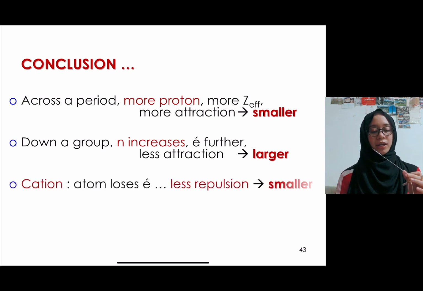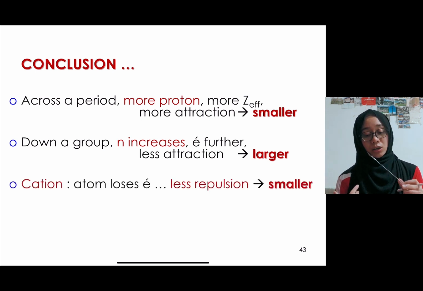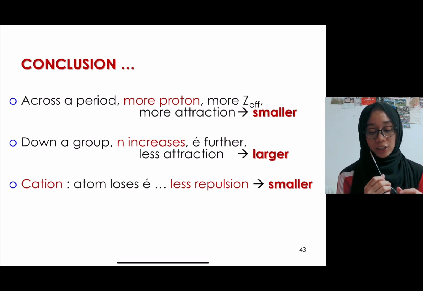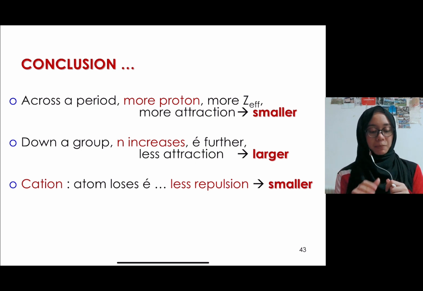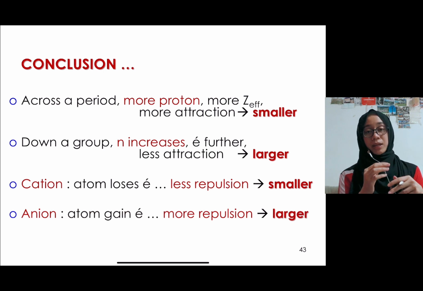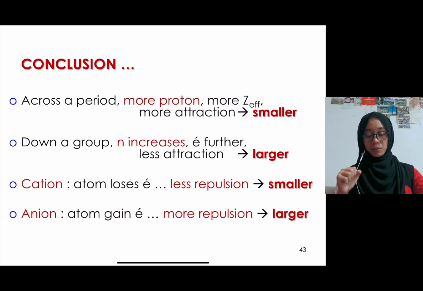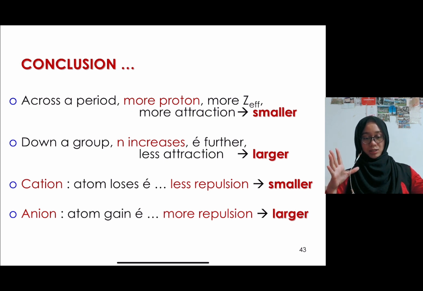Okay, so kalau cation pula, it loses electron, therefore less repulsion between the electrons, so becomes smaller. Tapi kalau anion pula, atom gains electron, so akan ada more repulsion dekat situ. So bila more repulsion, the size becomes larger.